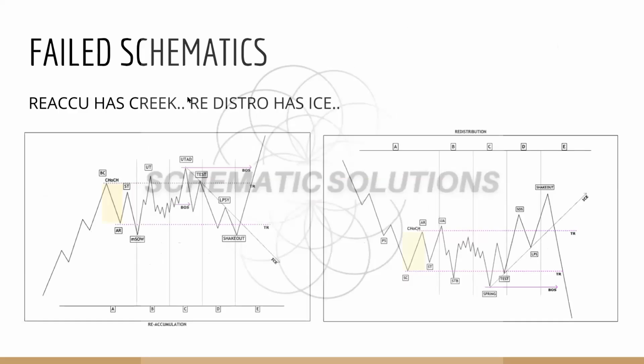So now pretty much we already understand our reaccumulation has a creek, our redistribution has an ice. When I was making these, I made the reaccumulation accidentally have an ice. So just keep in mind, this is a creek, this is a creek. So we understand a reaccumulation, it is a failed distribution.